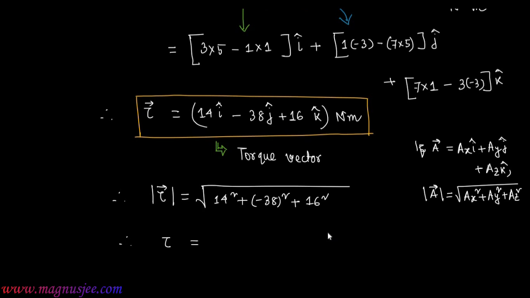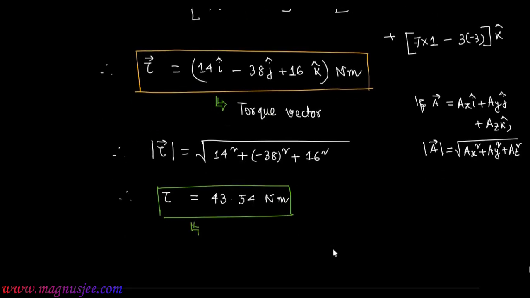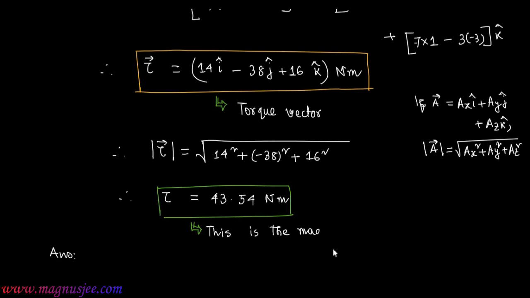Therefore tau will be equal to 43.54 Newton meter. That is the value of the magnitude of torque vector. Tau is equal to 43.54 Newton meter. This is the magnitude of torque.